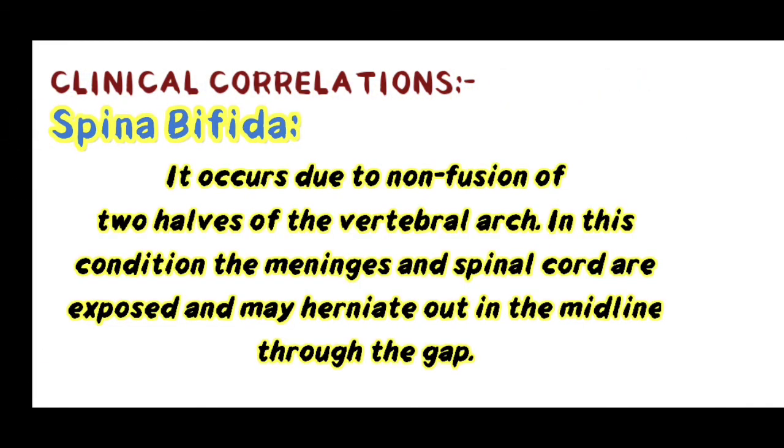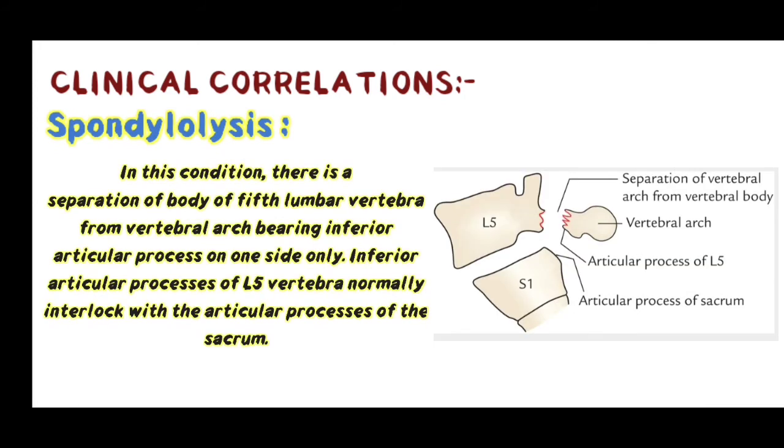Spina bifida. It occurs due to non-fusion of 2 halves of the vertebral arch. In this condition, the meninges and spinal cord are exposed and may herniate out in the midline through the gap. Spondylolysis. In this condition, there is a separation of the body of the 5th lumbar vertebra from the vertebral arch bearing the inferior articular process on one side only. Inferior articular processes of the L5 vertebra normally interlock with the articular processes of the sacrum.